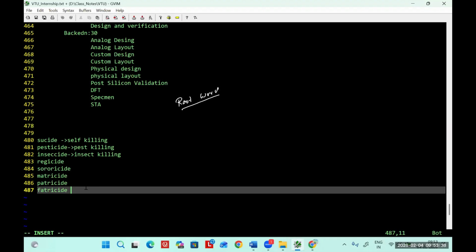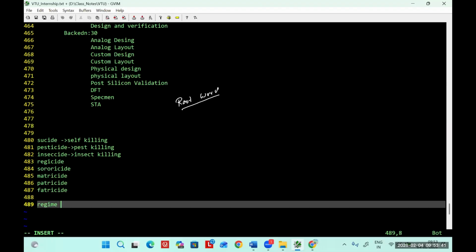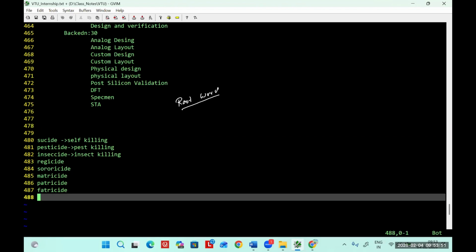Regime. We will tell no. Rex is Raja. Killing a Raja. Regicide. Okay. See, English you need to learn like this. You just need to know the root word. If you know the root word.